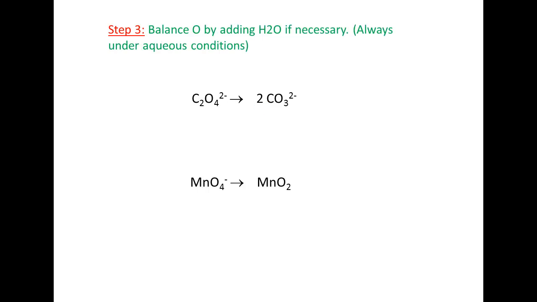In step 3, we balance oxygen by adding H2O if necessary. Oh look, I have a typo. That should be a little 2. Let's look at our first reaction. We have 4 oxygens on the left side and 3 times 2, so 6 oxygens, on the right side. So I need to add some water, and it looks like 2 waters.